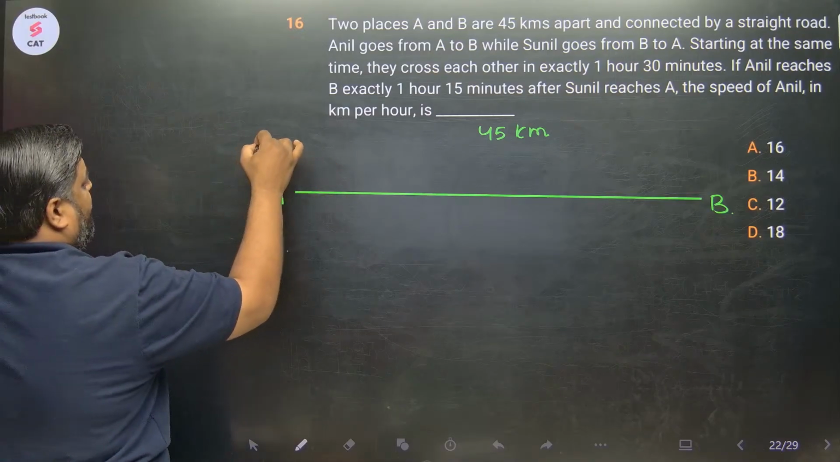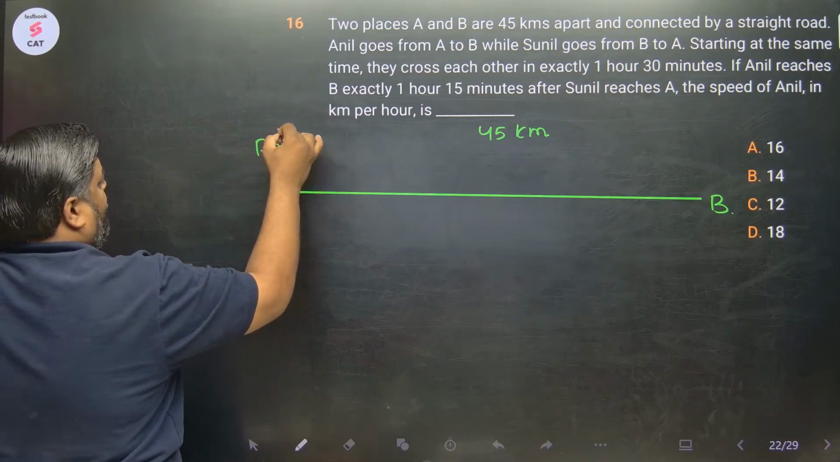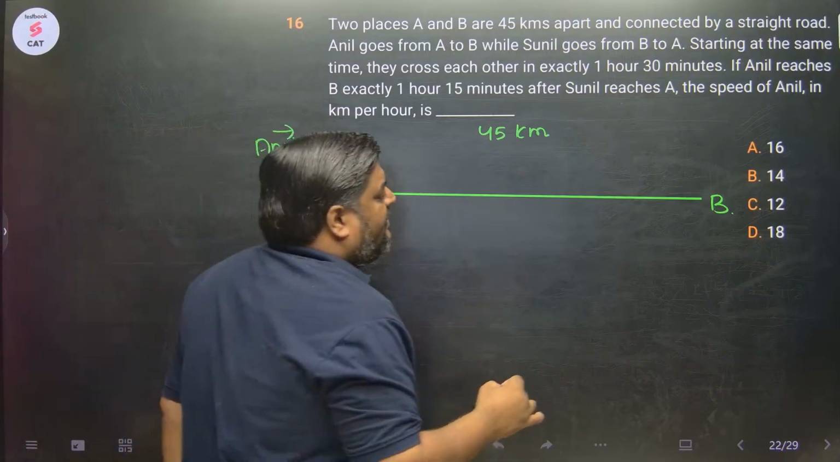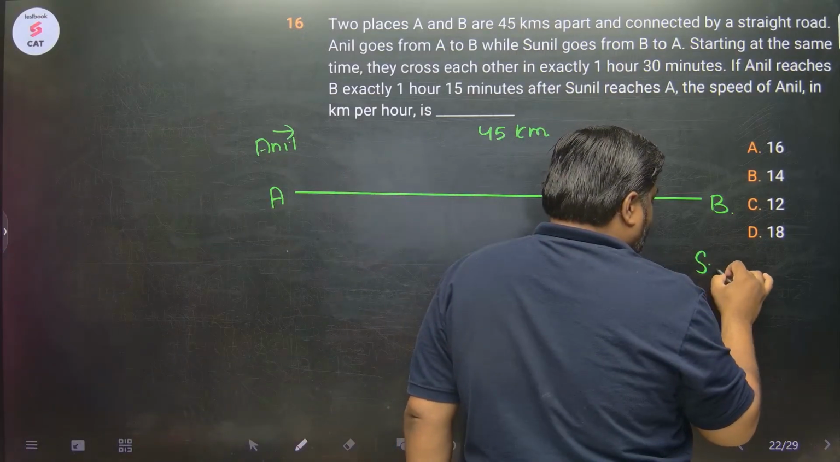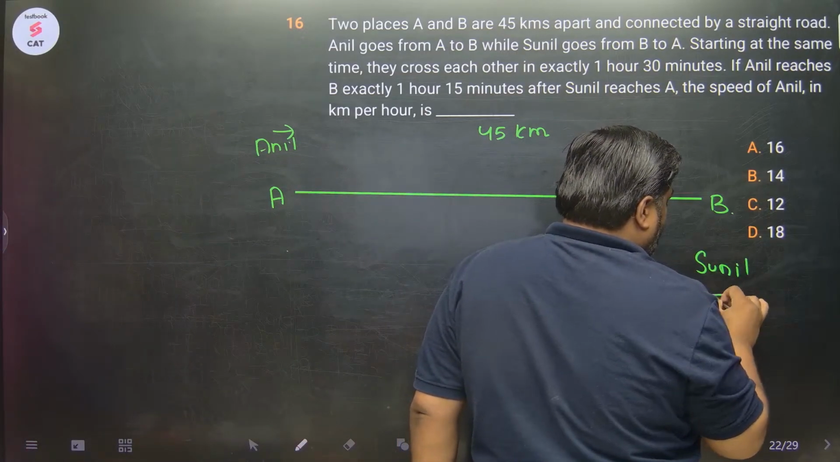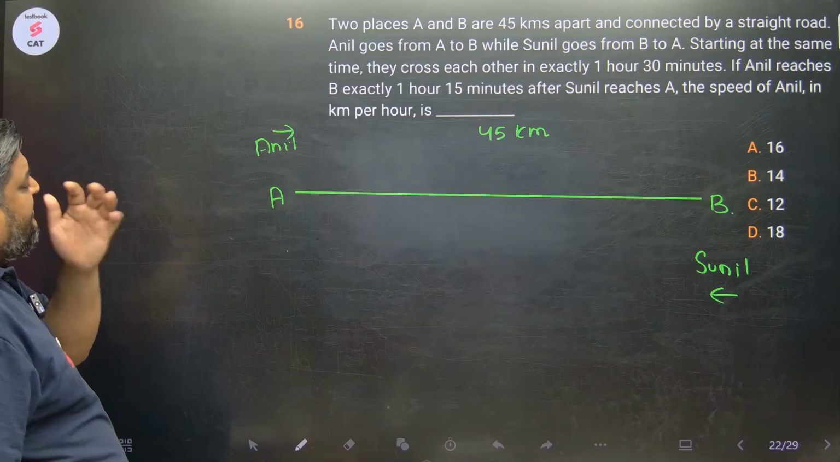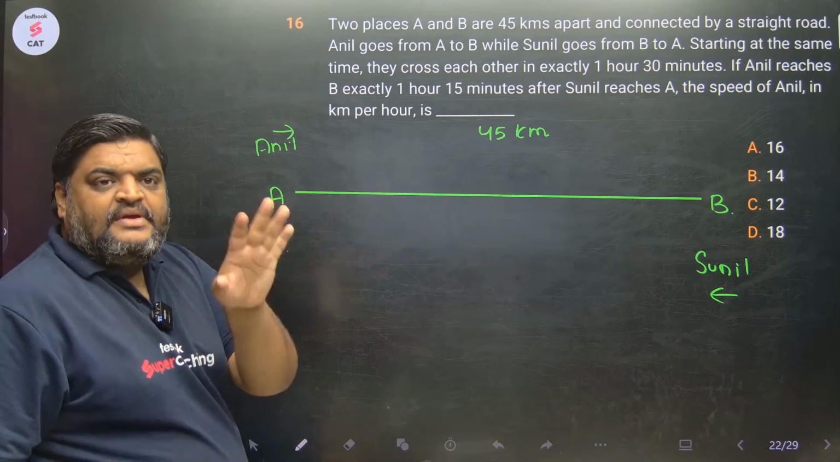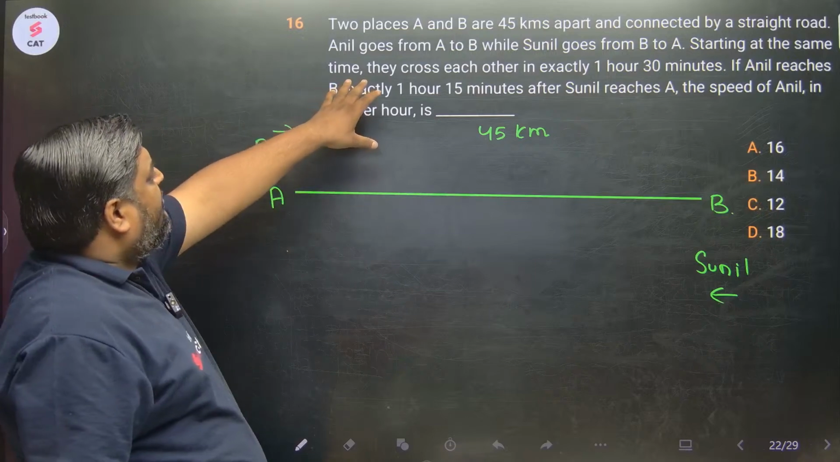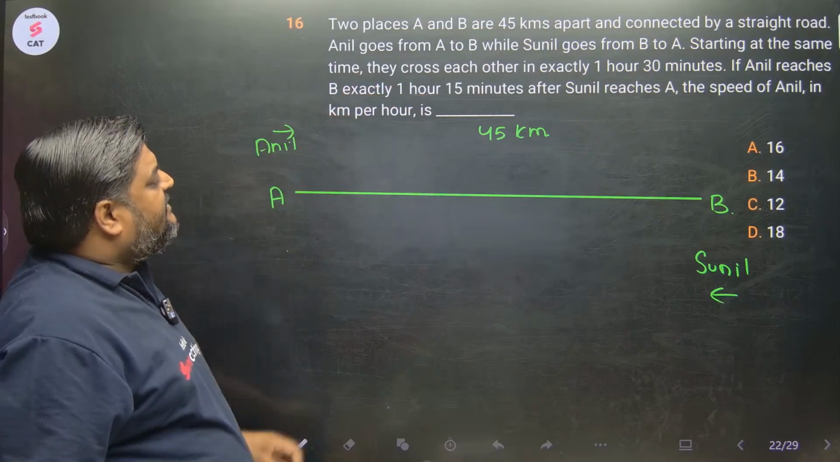Okay, Anil goes from A to B and Sunil goes from B to A, starting at the same time. They start at the same time. They cross each other exactly in 1 hour 30 minutes.